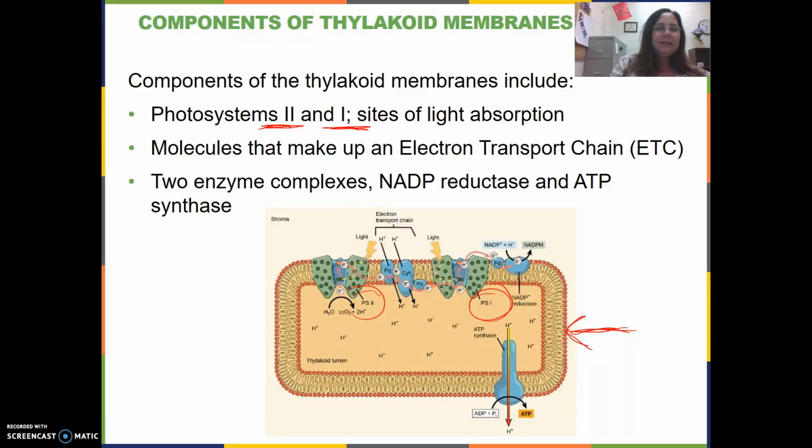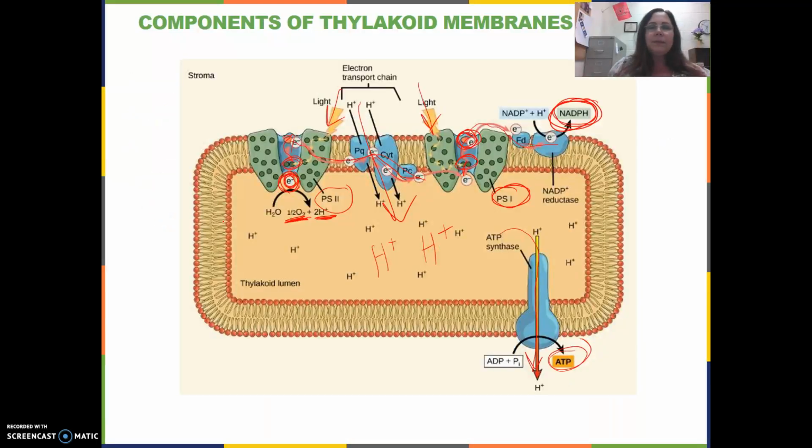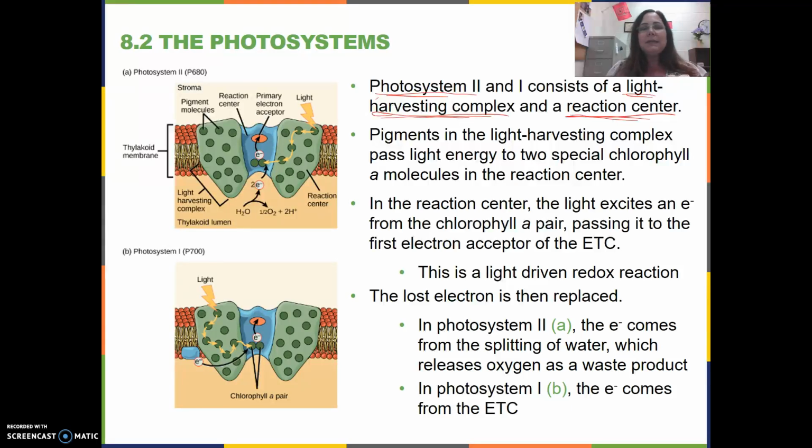The only other thing on this page, I went back, but the only other thing is the enzyme that causes the production of NADPH is called NADP reductase, and the enzyme that produces ATP is called ATP synthase. Here's your NADP reductase, and here's your ATP synthase. So the main thing is that photosystem 2 generates the ATP, photosystem 1 generates the NADPH. So here's some information about the photosystems.